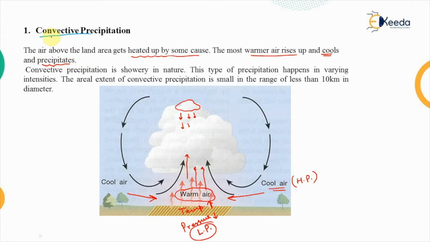This type of precipitation that occurs because of the convection process, the heating up of the land area, is known as convection. So this convection process causes convective precipitation, which is showery in nature. That means usually it is rainfall that occurs with this type of precipitation, and the intensity may vary depending upon the location.